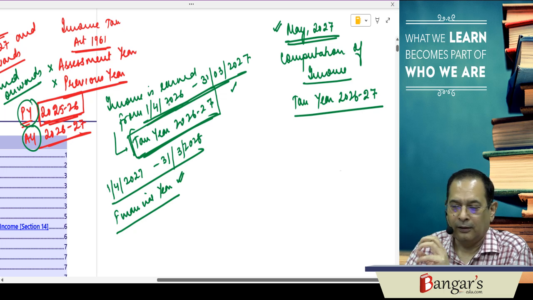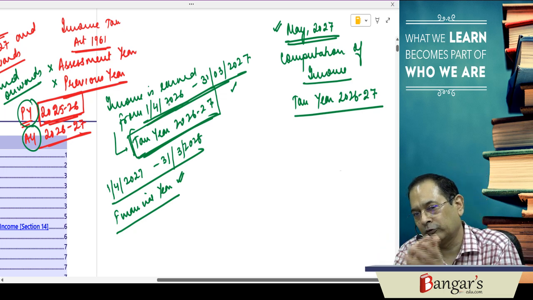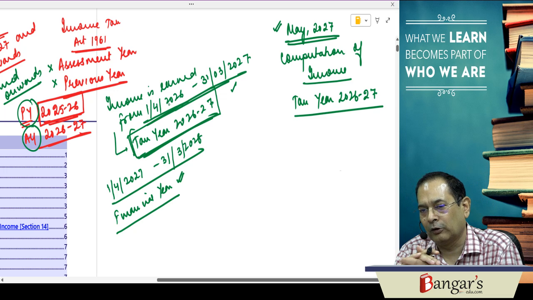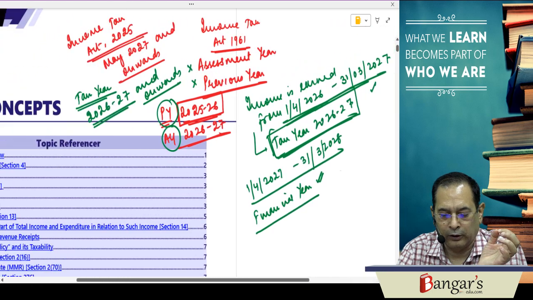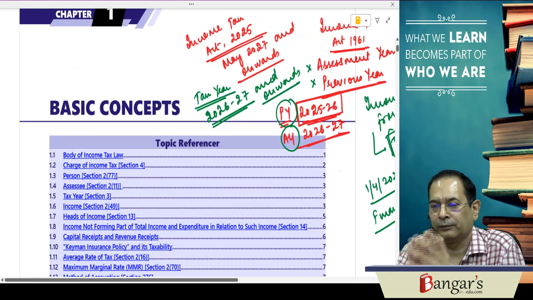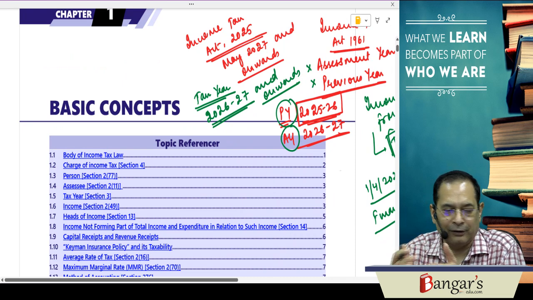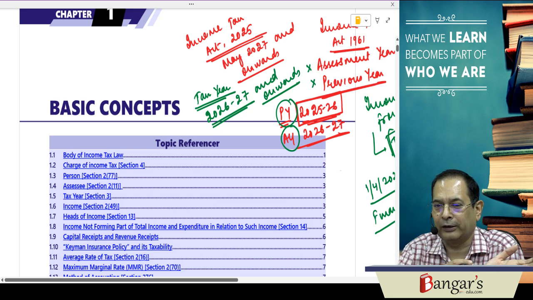Okay. Basically, the concept of tax year is also prevalent in British law. They have already introduced the concept of tax year. So on the following lines we are here. So first of all, it's the first lecture. We have started with the discussion relating to the Income Tax Act 1961, and then we have gone to the Income Tax Act 2025.